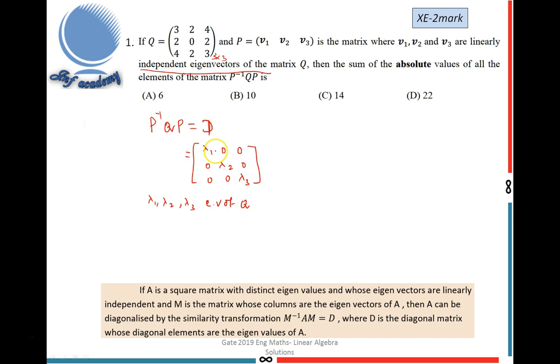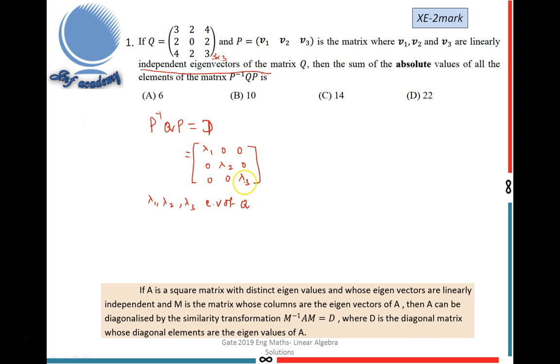In this case, suppose the question asks to find the sum of all elements of the matrix P inverse QP, then that value equals lambda 1 plus lambda 2 plus lambda 3, that is the sum of all the elements of D. Because these two matrices are equal, the sums of all the elements of these two matrices are equal. So the sum of all the elements of P inverse QP is equal to the sum of all the elements of D. All the elements are lambda 1, lambda 2, lambda 3. So lambda 1 plus lambda 2 plus lambda 3 is the answer. Here lambda 1, lambda 2, lambda 3 are the eigenvalues of A.